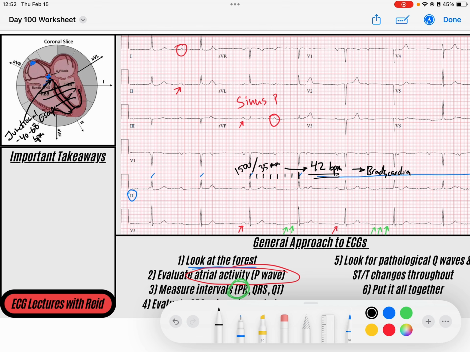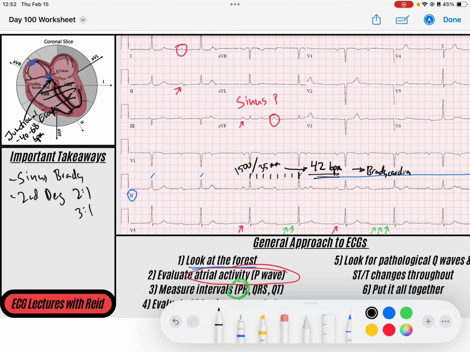And so when you see something that's 42 beats per minute, you should think one or two things. If it's regular like this, you should think, is it junctional escape, or is it either one, severe sinus bradycardia, or is there a second degree AV block that conducts in a 2-to-1 fashion, or a 3-to-1? And I don't see that.